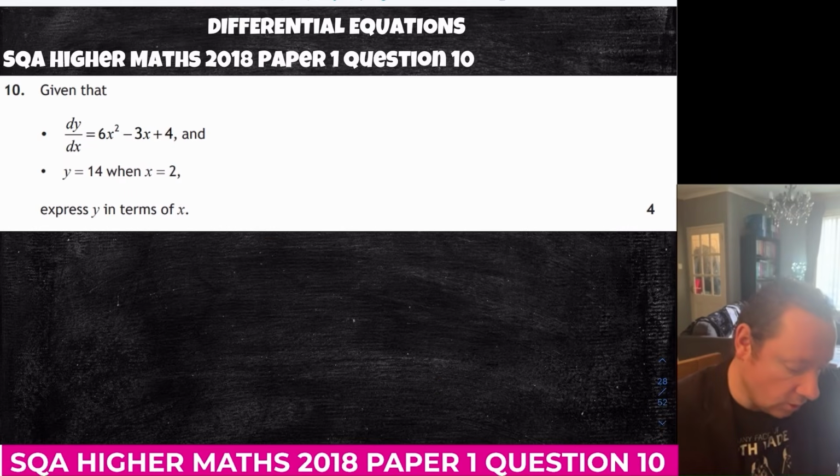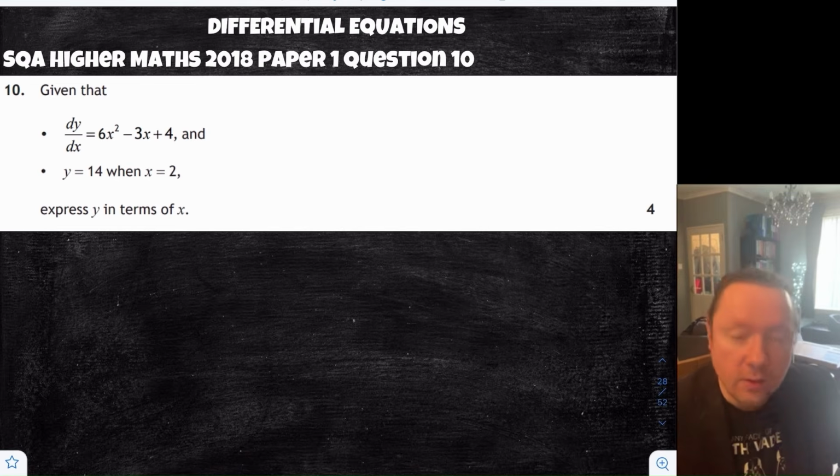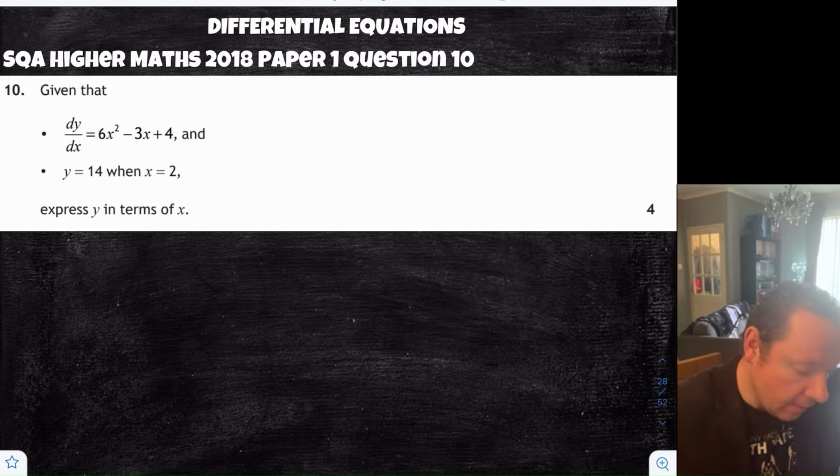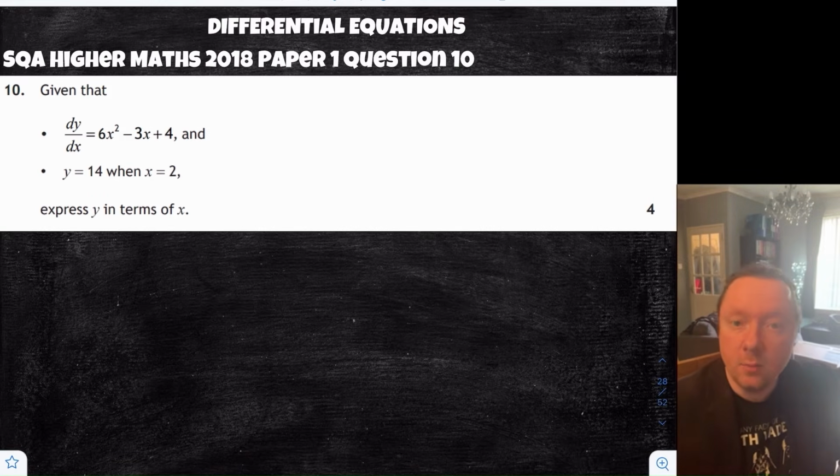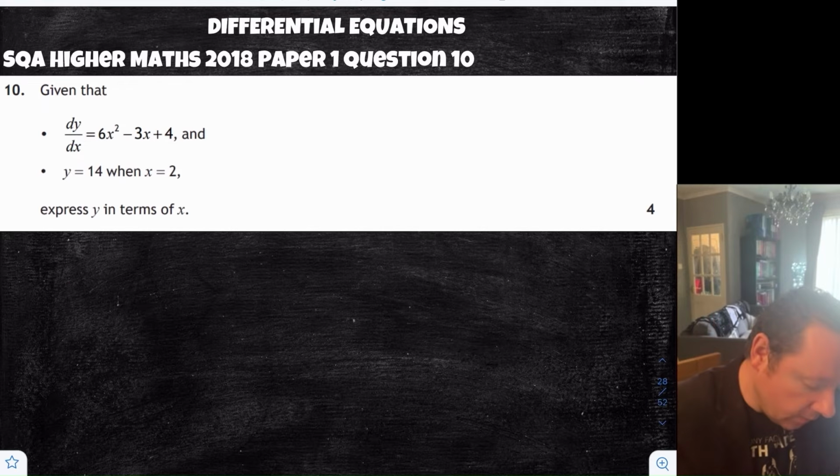Paper 1, Question 10. Given that dy by dx equals this, and y is 14 and x is 2, find y in terms of x. So dy by dx equals that. So if I integrate dy by dx, I get y back. So I can immediately say that y equals the integral of the left-hand side, 6x squared minus 3x plus 4 dx. And that's nice and easy.